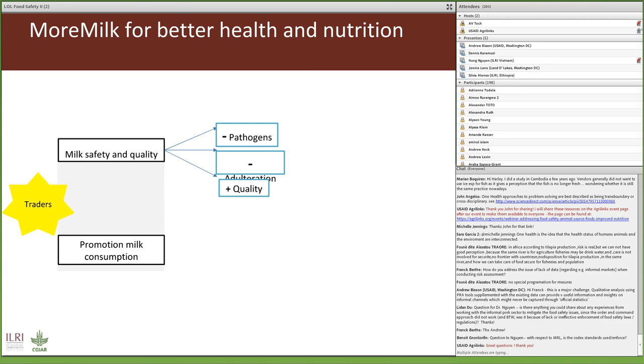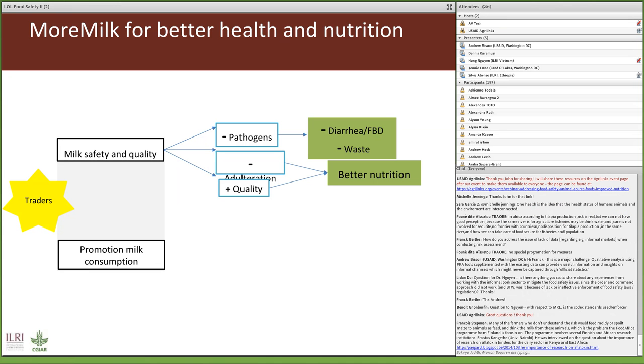So we expect that because they learn how to recognize quality milk and how to preserve and handle it, there will be fewer pathogens in the milk and less adulteration, because that is an important problem in Kenya. If they can better check the quality of the milk, they are able to reject milk that might be adulterated. And the quality of the milk will be better as a consequence.